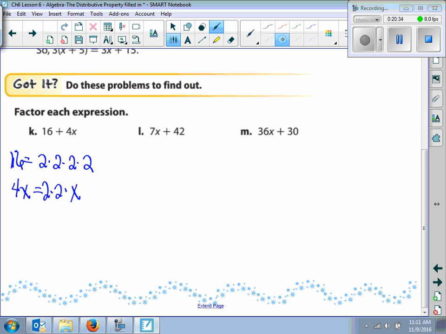What do we have in common? A 2 here and a 2 there. So what's going to come outside of the parentheses? 2 times 2, which is 4. So that's on the outside. And what's left? 2 times 2 plus x.